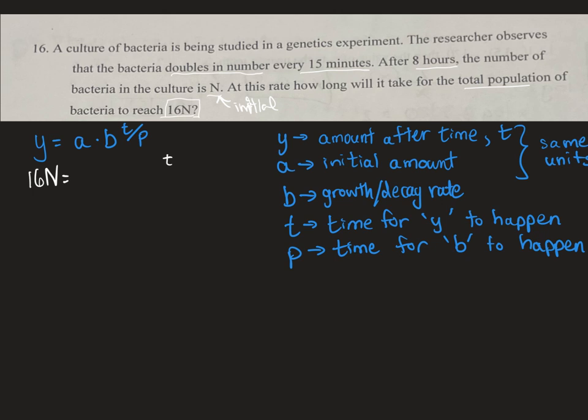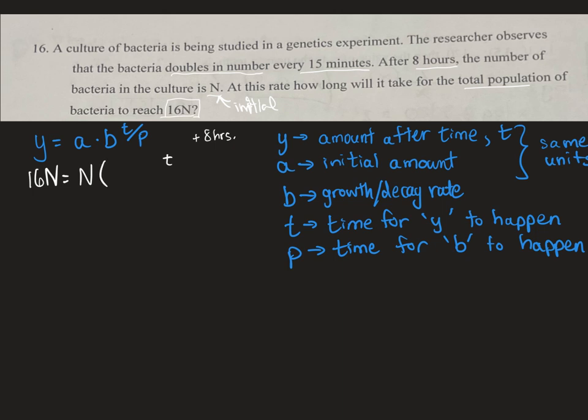Okay, now a is your initial amount, but I think we're going to use after 8 hours the number. So n. We just got to remember that when we do find t, we are going to have to add 8 hours because we're kind of calling the 8-hour time our initial amount.